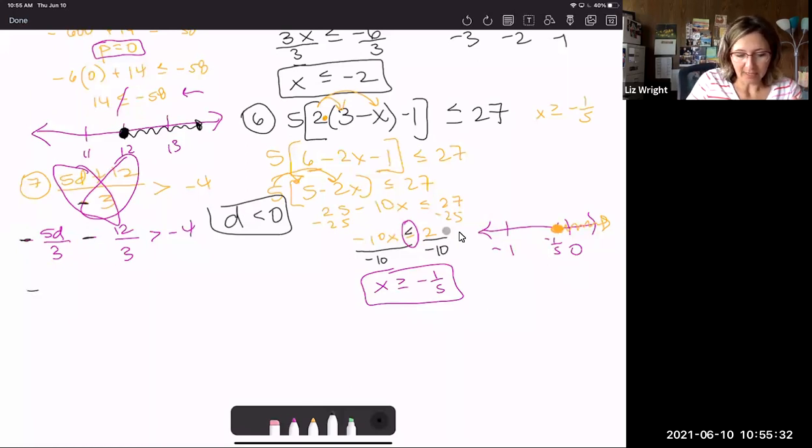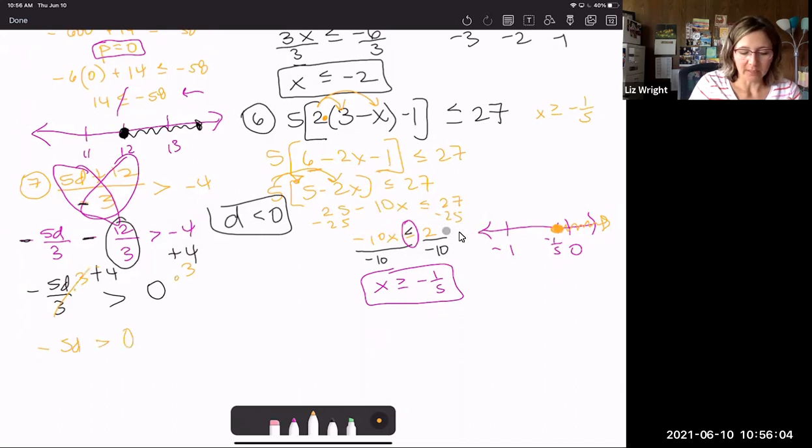All right, so now I've got negative 5d over 3. I see that this is going to simplify to negative 4, so I'm going to add that 4 over. And now I'm getting negative 5d over 3 is greater than 0. I'm still going to keep going to solve, so I'm going to multiply both sides by 3 to get rid of my denominator. And I'm going to get negative 5d is greater than 0. Now I'm going to divide both sides by negative 5.